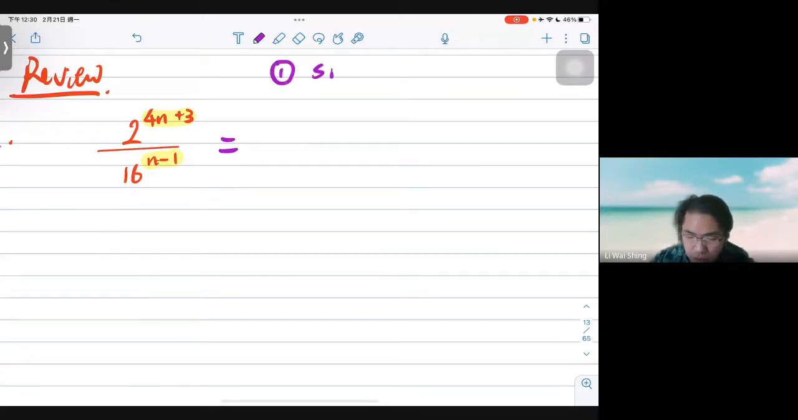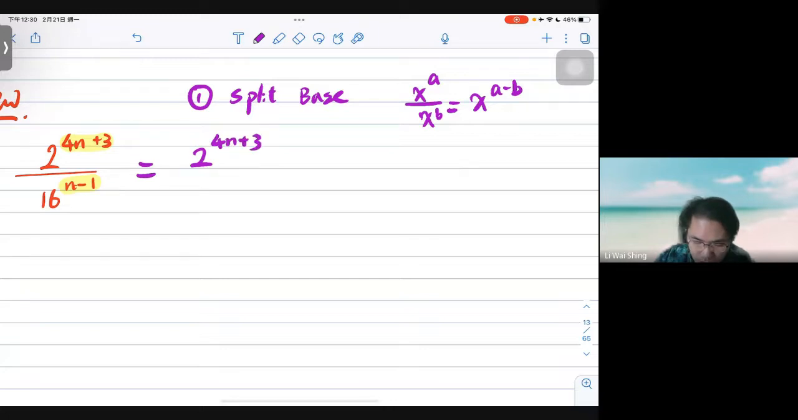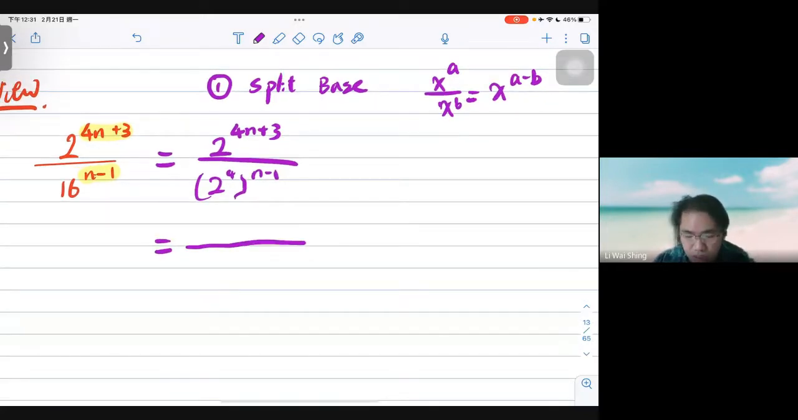First rule, split the base. Split the base, because only when you have the same base can you simplify it. For example, this one should be 2 to the power 4, then n minus 1. It is not in your booklet, so you may jot it down somewhere yourself. And the denominator should be 4 to the power n minus 4.